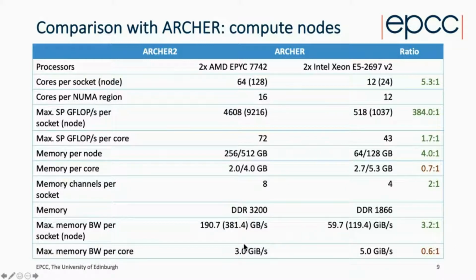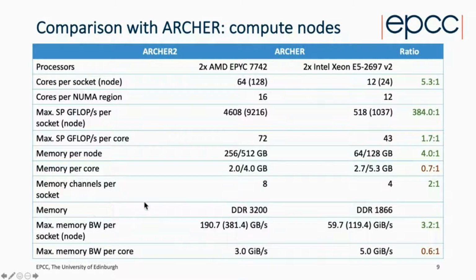Why are there two numbers? Because there's the standard memory nodes and the high memory nodes. The memory per node is 256 for the standard memory nodes, and for the high memory nodes that will come on for the ARCHER2 system, there's 512, and the same for Archer. There's standard memory nodes and high memory nodes. The same is true in terms of the memory per core. And in terms of the bandwidth, there's a lot more bandwidth available per node, but again, because the core count is high, the amount of memory bandwidth available on a per core basis is lower on ARCHER2 than it is on Archer.